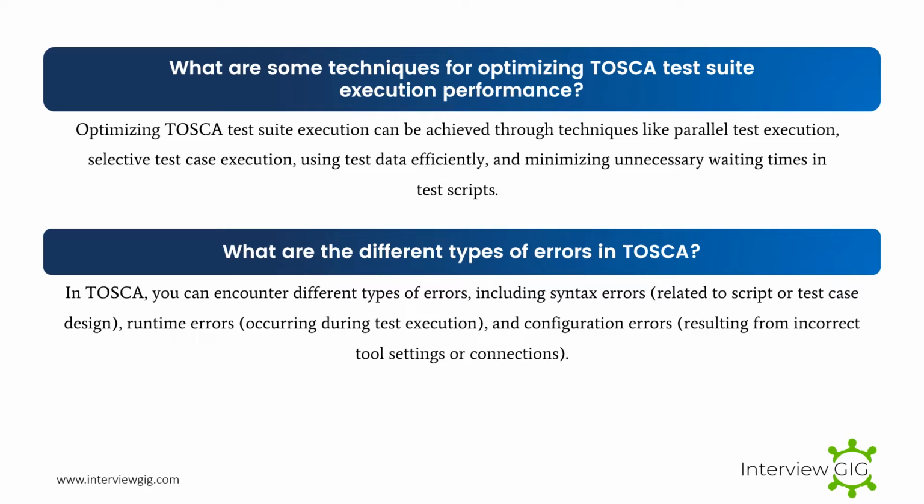What are the different types of errors in TOSCA? In TOSCA, you can encounter different types of errors, including syntax errors related to script or test case design, runtime errors occurring during test execution, and configuration errors resulting from incorrect tool settings or connections.